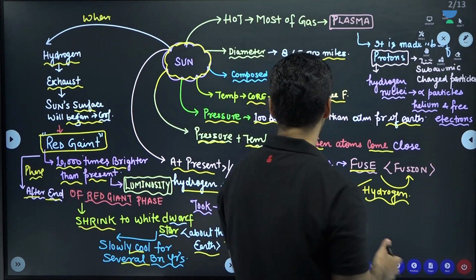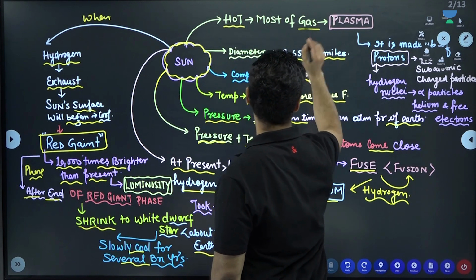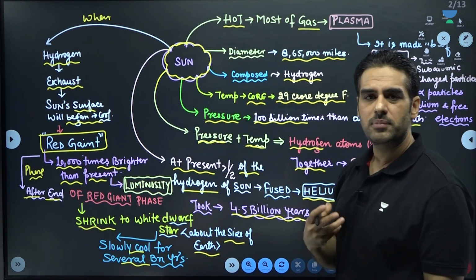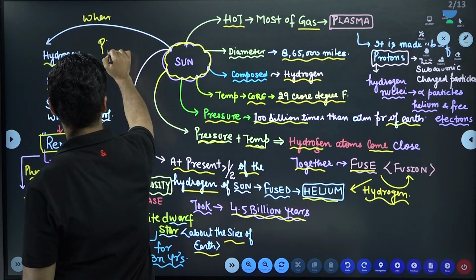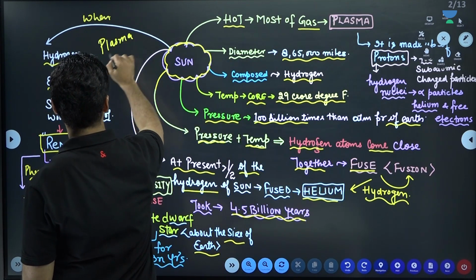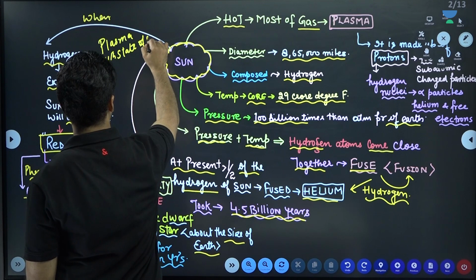Now, as the sun is very hot, most of the gases are there in plasma. Now, the question is, what is plasma? You need to first understand it is the fourth state of matter. It is the fourth state of matter.